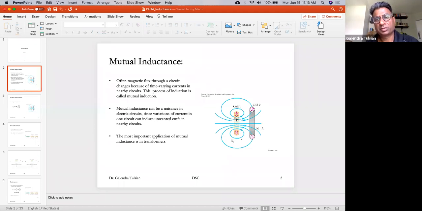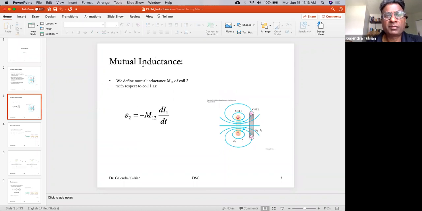So changes in current in this circuit can induce EMF in this circuit. Now, here's a good application. The most important application of mutual inductance is in transformers, and that's a very useful application. And we'll talk about that toward the end of the chapter.